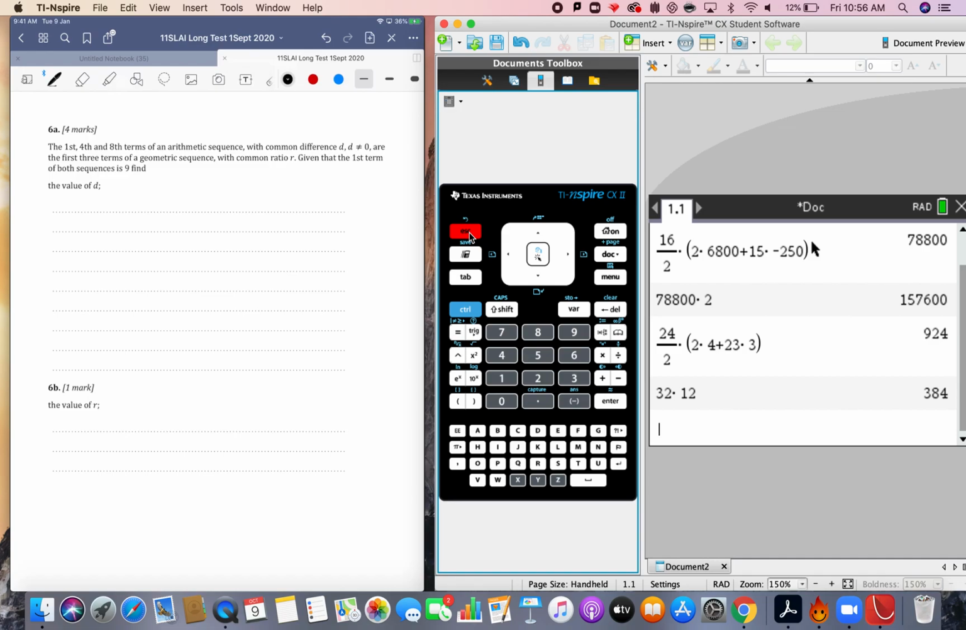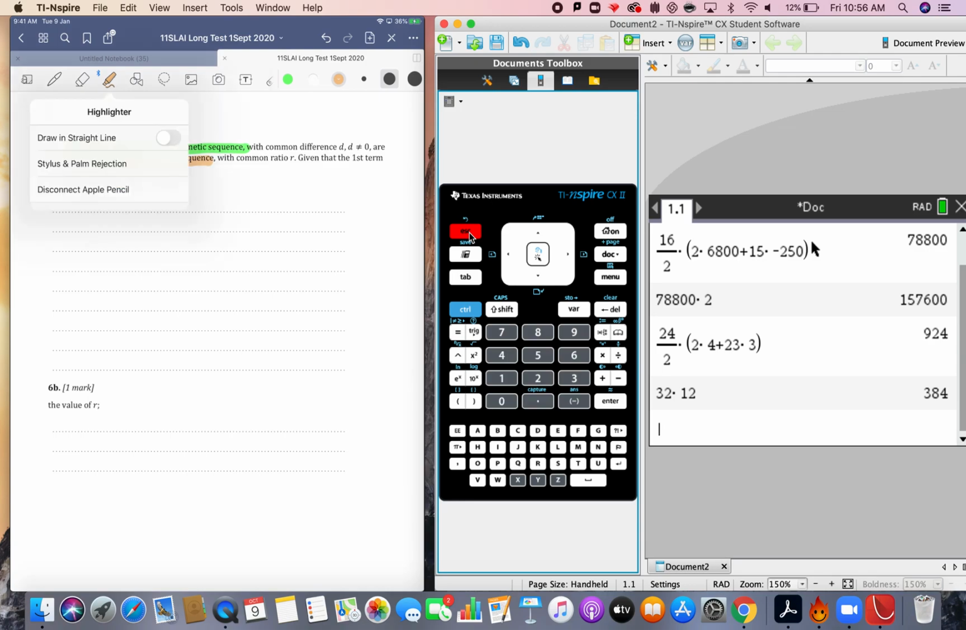Okay, question 6. There's a lot going on here. This is actually a level 7 plus question. I've seen questions like this on higher level papers as a starting point. So just reading it through, the first, fourth and eighth terms of an arithmetic sequence here, and then it goes on to say the first 3 terms of a geometric sequence.